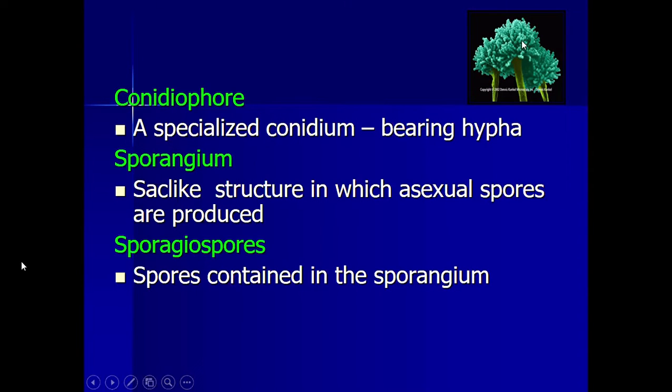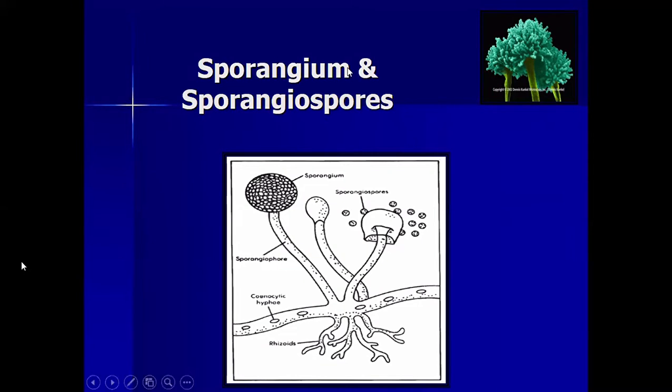And the sporangium is in turn made up of sporangiophores. As a group, it is referred to as the sporangium, and individually, they are referred to as sporangiophores. So the sporangium is the collection of the sporangiophores.